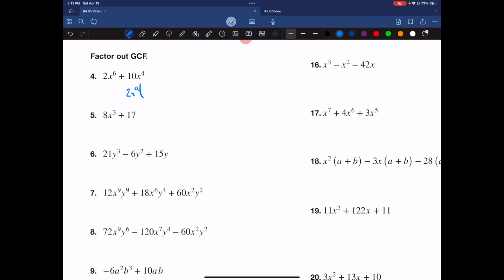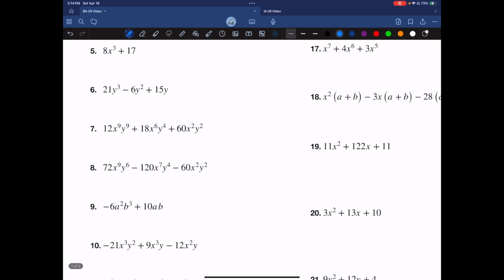2x to the 4th times what is 2x to the 6th? Well, that's going to be x squared. That's going to be plus 5. And that's it: 2x to the 4th times x squared plus 5. That's your answer. Now, on number 5, 8 goes into 8, but it doesn't go into 17. Both of them don't have an x, so there's no GCF here, and this one cannot be factored.